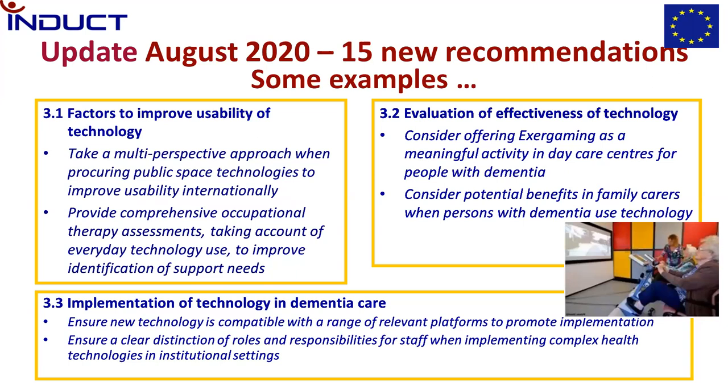So here's some summary, then some new recommendations. Taking a multi-perspective approach when getting public space technologies to improve usability. One of the things is that when some initial work was done in supermarkets, they found that the layout of supermarkets wasn't designed to be harmonious for people with dementia. It was actually designed to sell more products. So there might be things like mirrors reflecting the fruit and the vegetables. And actually that could perhaps be confusing if people are seeing everything again in a mirror.